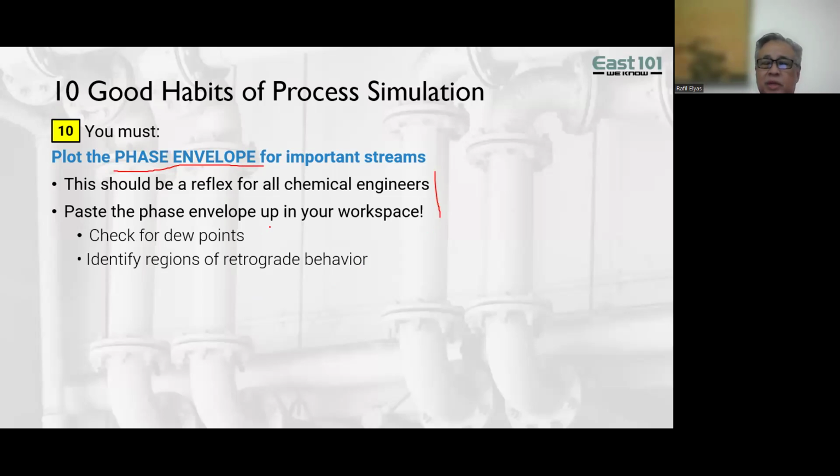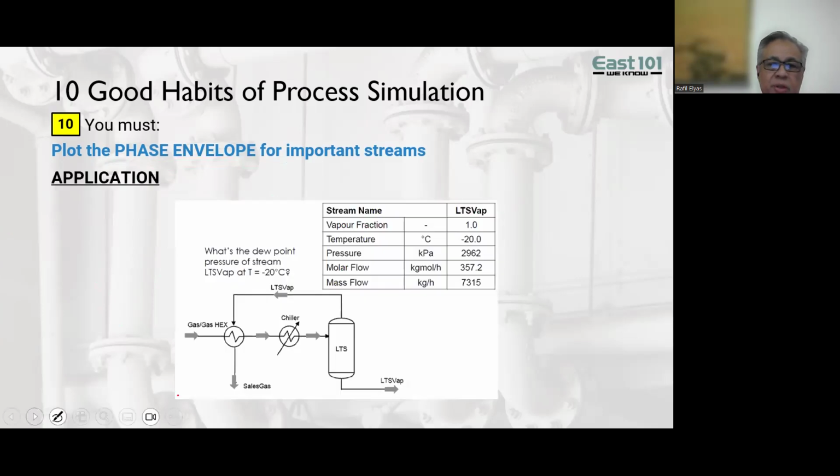What I would typically do is plot it and stick it up at my desk, so that when I'm doing the simulation, I check the pressure and temperature and I see where I am on the phase envelope. So let's take a look at this one example over here. This is a simple case. I think if you've taken my class before or any other class on HYSYS or Pro2, this is the classic dew point control unit where I have a rich gas coming in and I'm chilling it to remove the heavy ends so I can have a leaner gas and control its dew point.